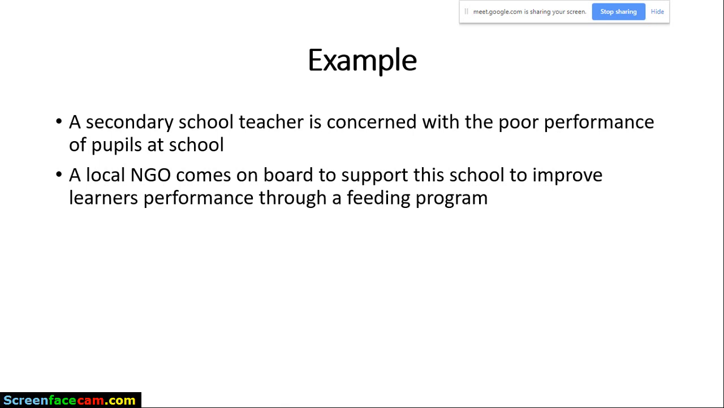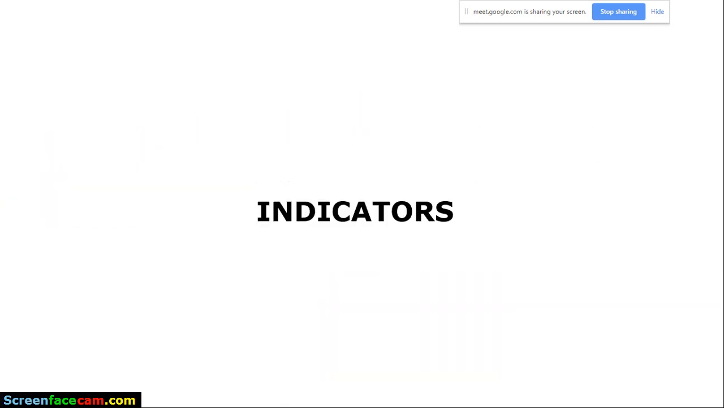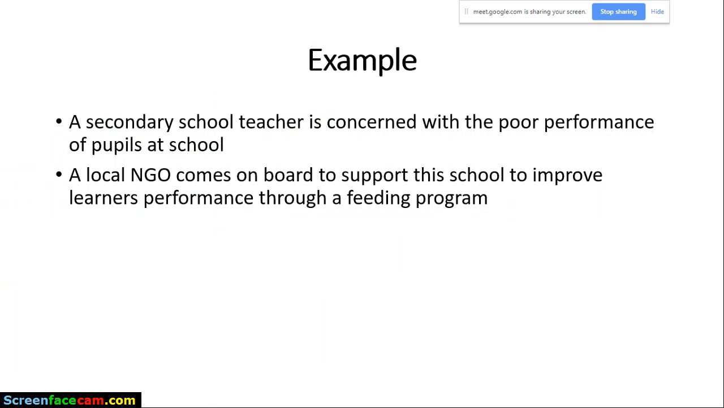Poor performance. Exactly. A local non-governmental organization comes on board to support this school to improve learners' performance through a feeding program. What is the intervention here? Feeding program, right? Then what's the goal?